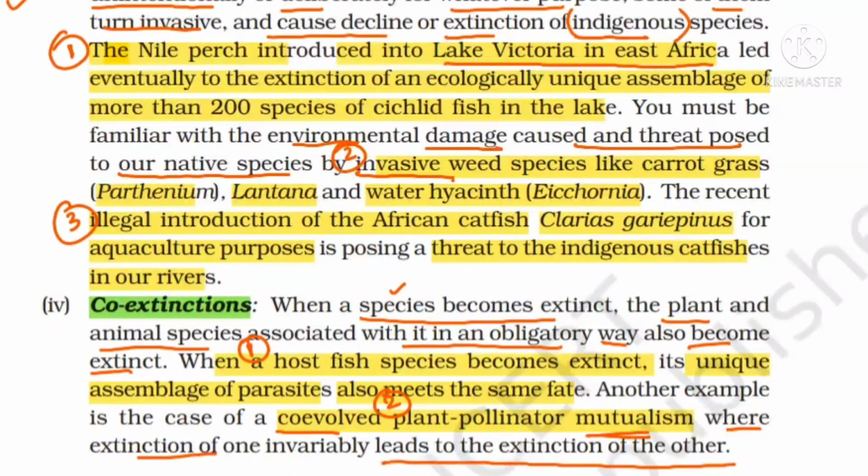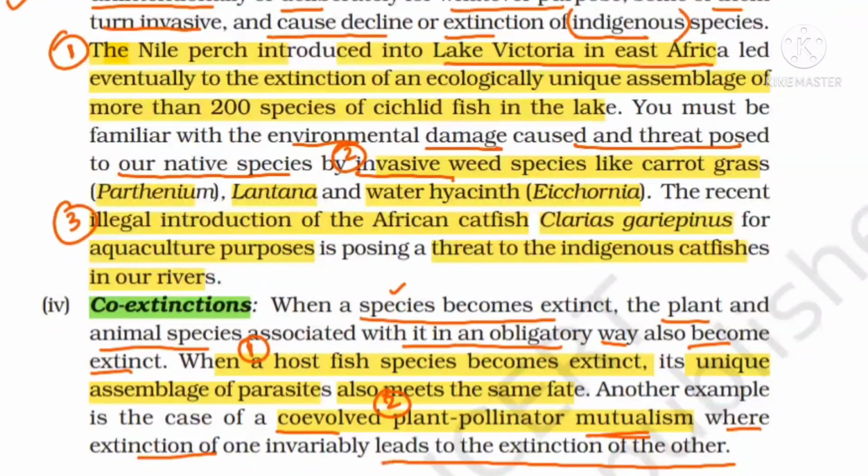So in this video, we tried to discuss what loss of biodiversity leads to and what the causes of the loss of biodiversity are. Clear, beta? I hope so. You must be finding today's video easy. Please try to learn properly. In the next video, we'll try to complete the topic.